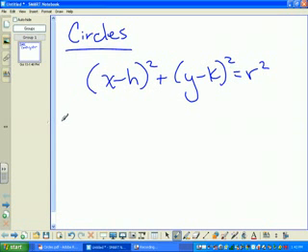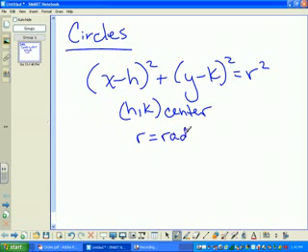So it's (x - h)² + (y - k)² = r². This (h, k) is the center. You remember seeing an h and a k somewhere else in something we did? Vertex form, right? With that vertex form, our h and k was our vertex. But for this, since we're talking about a circle, it's going to be the actual center of our circle. What is our r value going to be representing? Our radius.